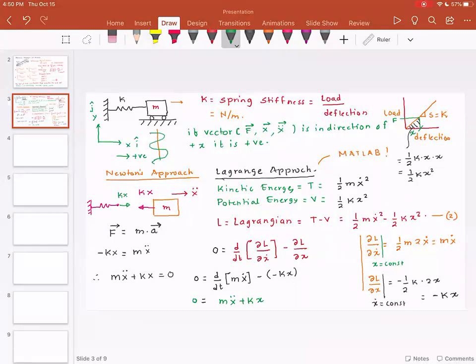The next part is, how do we solve this differential equation? We will look at that problem a little bit later. In most cases, we'll solve these equations numerically. So we will use MATLAB and the MATLAB solvers to solve this problem. And we can use Simulink as well. Before I proceed further, any questions?